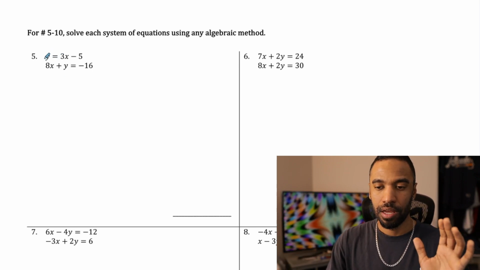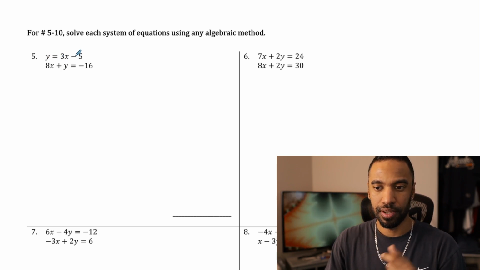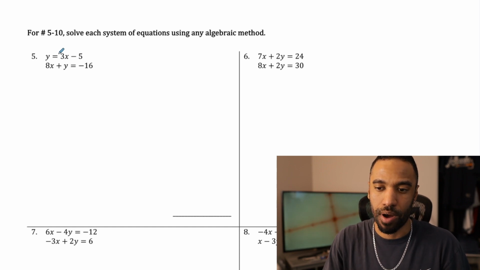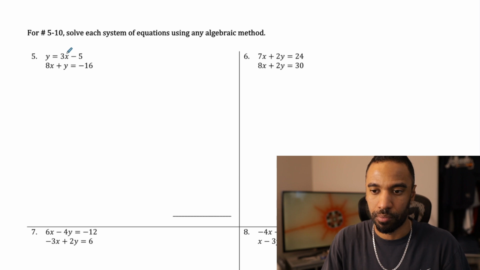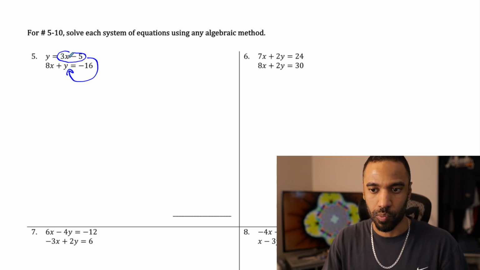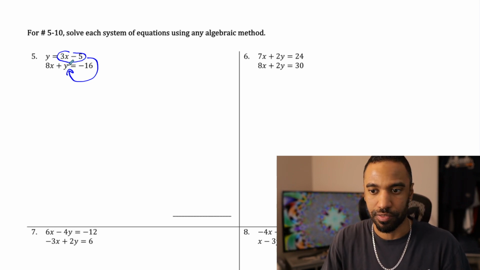On number 5, because a variable is already by itself, this isn't yet primed for elimination, but it is for substitution. I have y by itself, y equals 3x minus 5. I'm going to go with that form right here. I'm going to take 3x minus 5 and substitute it for y in the other equation, because y equals it, that goes to y. I said I wouldn't teach this very much, so I won't.